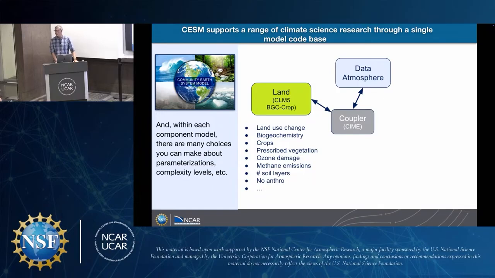We can change the number of soil layers depending on what your question is, or you might be interested in paleoclimate and you want to get rid of humans completely, and you can turn off humans by just setting the no anthro flag. And so just an example that each one of these model components is going to have options, literally 10s to 20 to 30 to 50 options within them, and that's part of your science, is understanding which options are important to you.